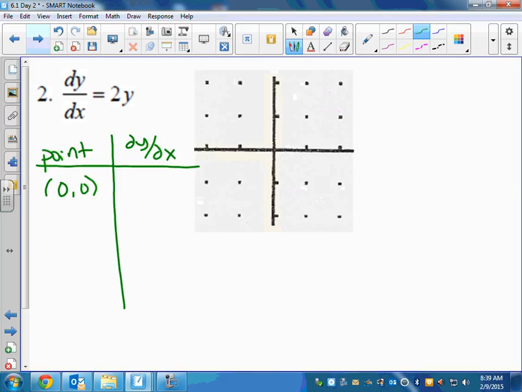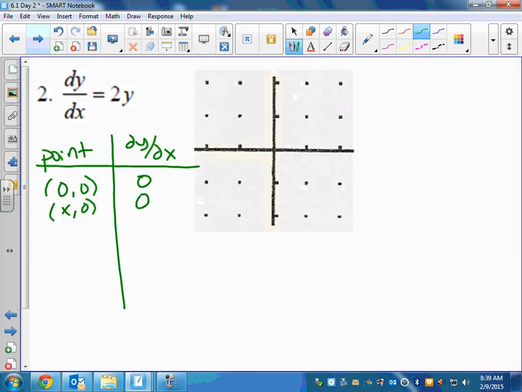At the point (0, 0), could you tell me the slope? Does it matter what x is in this problem for what my slope is going to be? Because there's only a y over there in my differential equation. But at (0, 0), if I plug 0 in there, I'm going to get a slope of 0. Could I go as far to say at any point (x, 0), my slope's going to be 0? Do you follow that notation?